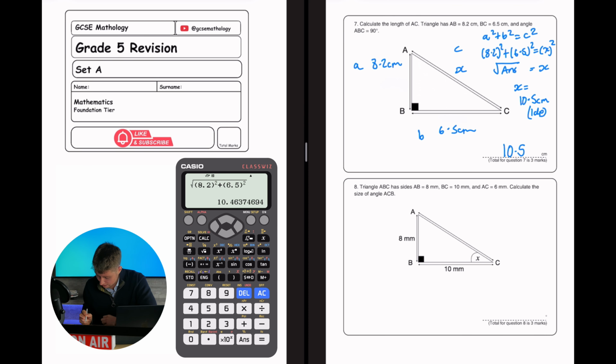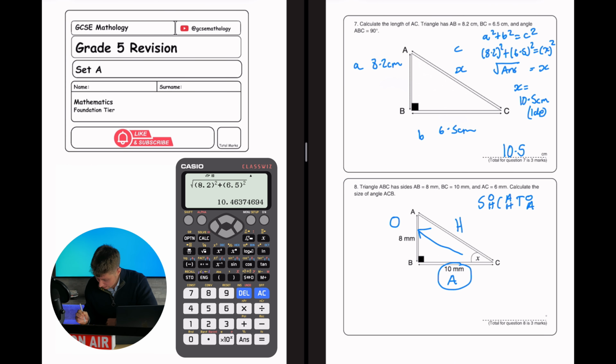Question 8 says triangle ABC has sides AB, which is 8 millimeters, BC is 10 millimeters, and AC is 6 millimeters. Calculate the size of angle ACB. So if we've got ACB here, we can use SOHCAHTOA. So in SOHCAHTOA, we've got the opposite, the hypotenuse, and the adjacent. So the hypotenuse side is this longest side. The opposite side is directly opposite the angle given in the question, and then the adjacent side is the side next to the angle.